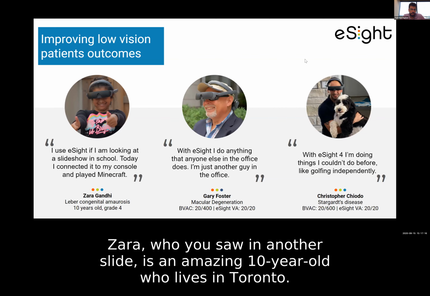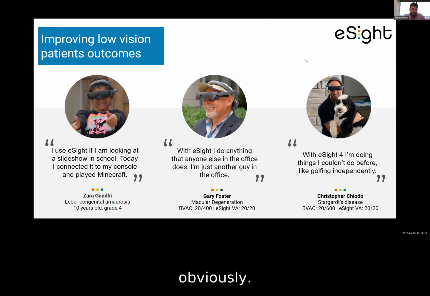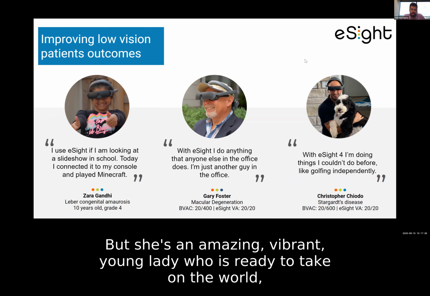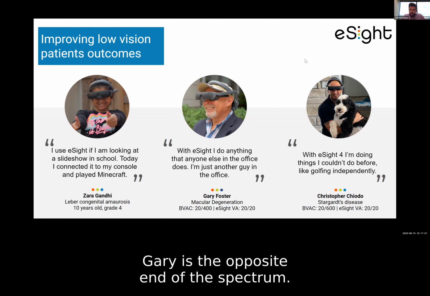Zara, who you saw on another slide here, is this amazing 10-year-old who lives in Toronto. We've had the pleasure of meeting her a couple of times pre-COVID, obviously. But she's an amazing, vibrant young lady who is ready to take on the world, and especially now thanks to eSight. Gary is the opposite end of the spectrum.